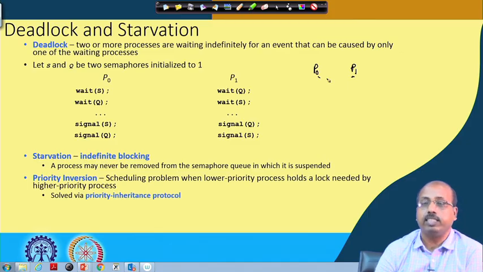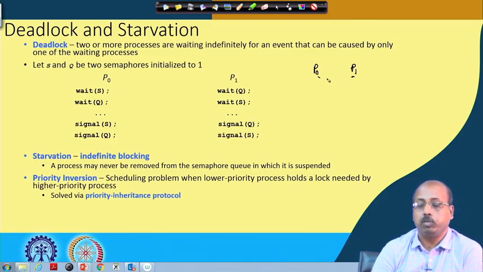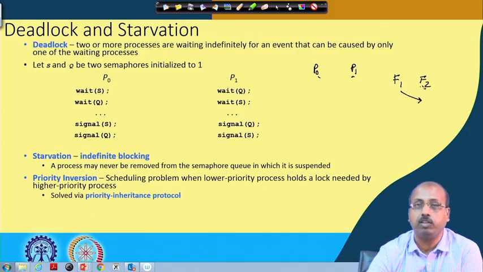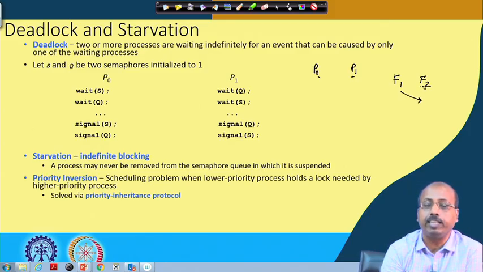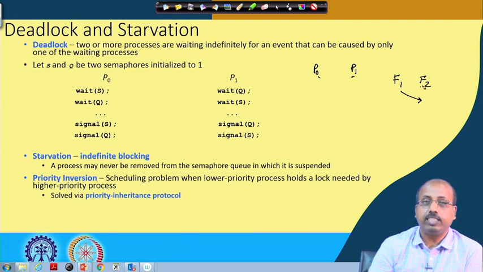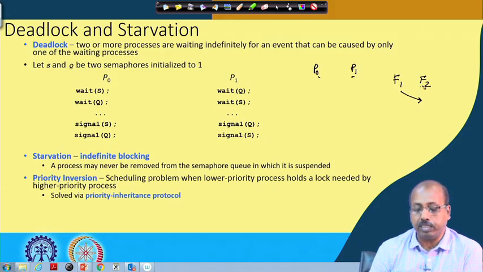It is like two people, two friends F 1 and F 2. F 1 tells F 2 that okay, I will go if you go first, and F 2 says that I will go if you go first. So both of them are asking the friend to go first. As a result there is a deadlock, none of them can proceed. This is the deadlock situation, and that can happen in the operating system also, in process execution.